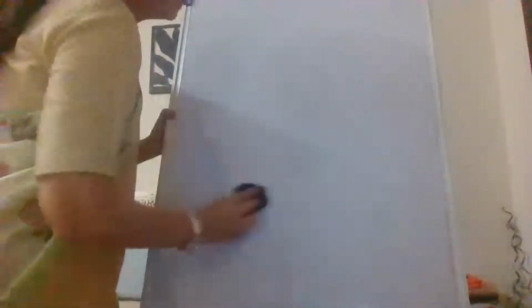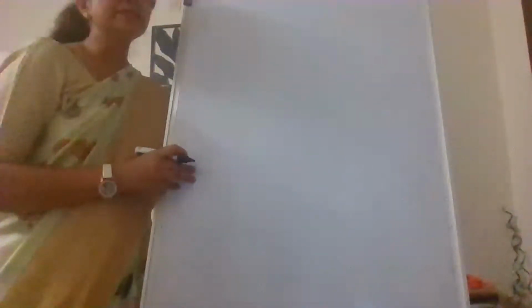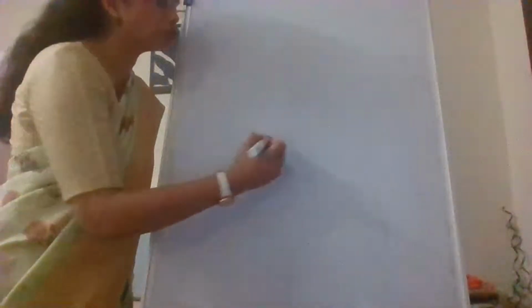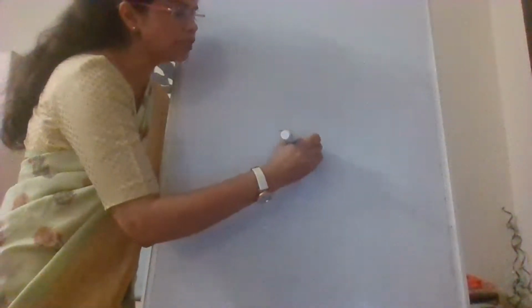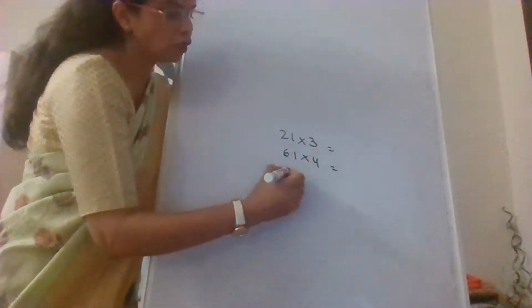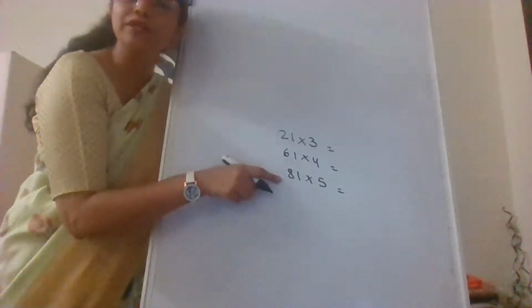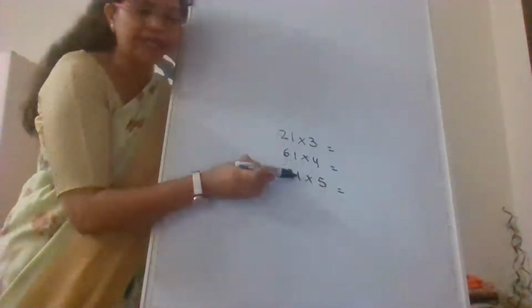Now let's learn something new. Now I'm going to tell you the table of the number which ends with 1. Okay? Any number which ends with 1, a 2-digit number, how to write down the table for that number. Or else I can say I can teach you the dodging also. Okay, if I give you 21 times 3 or 61 times 4 or 81 times 5, see what we are doing. The number is ending with 1 every time.